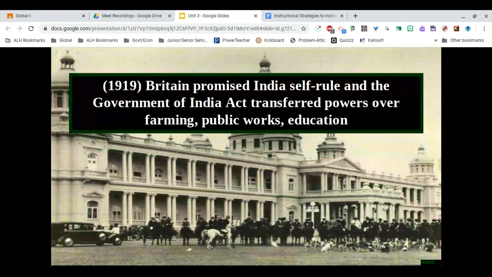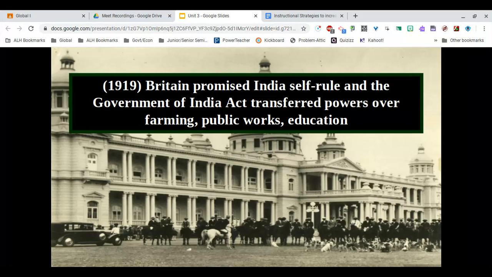Britain promised India self-rule in 1919, and the Government of India Act transferred powers over farming, public works, and education. We see this happen a lot in these types of situations where decolonization and independence movements began: slowly but surely Britain would say, okay, we'll give you some self-rule. They would give them control over certain areas, like farming, public works, and education, but they wouldn't give them full control over the government. They let them have control over small, minor details of a government without the actual government itself.